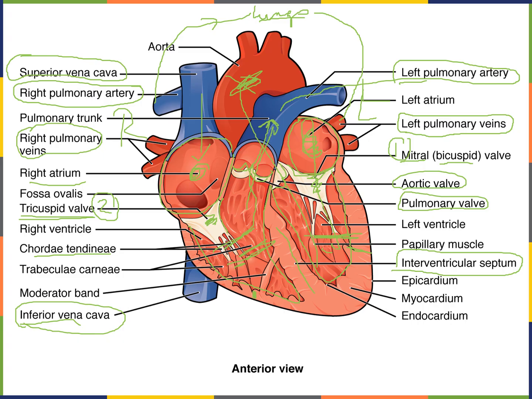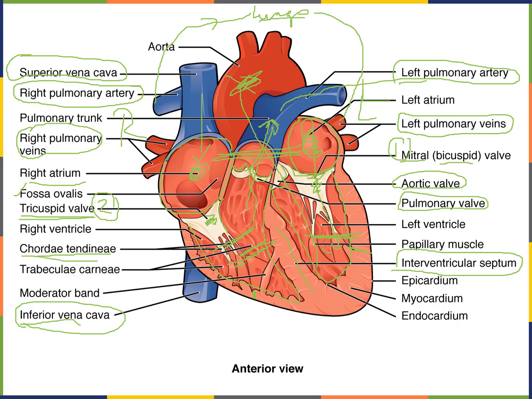has another function, not just the separation of the 2 ventricles. There's also a separation between the 2 atria, but it's difficult to see in a diagram like this. This structure, the fossa ovalis, do not worry about it. It's left over from fetal life.